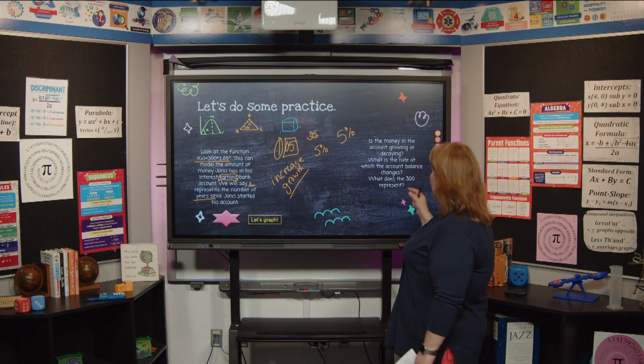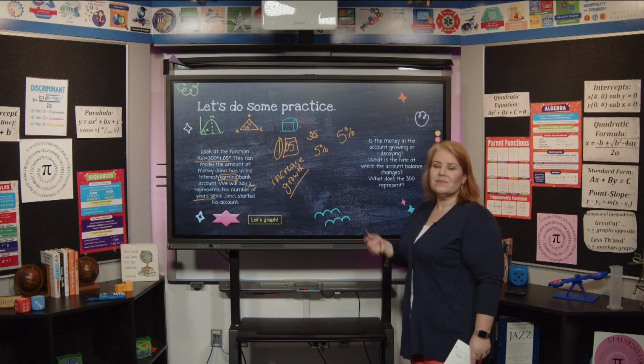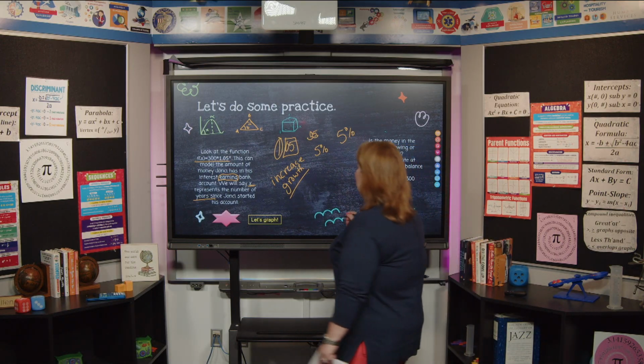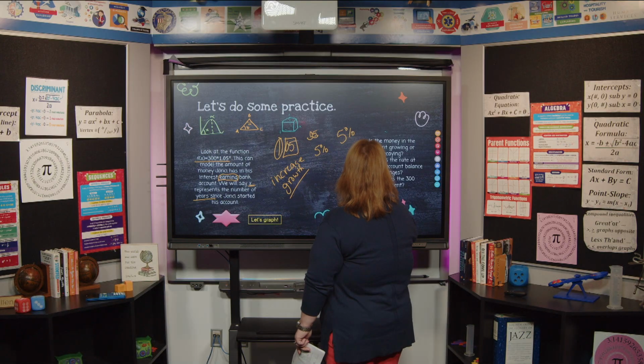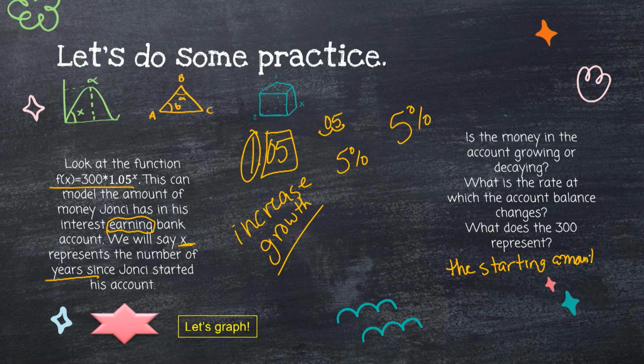Now, my last one says, what does the 300 represent? It's how much money he started it with. So that 300 is the starting amount. Good job. So as long as we're looking at these passages and annotating them before we try to start working them, 9 times out of 10 we can figure out what's going on. All right, so here we go.